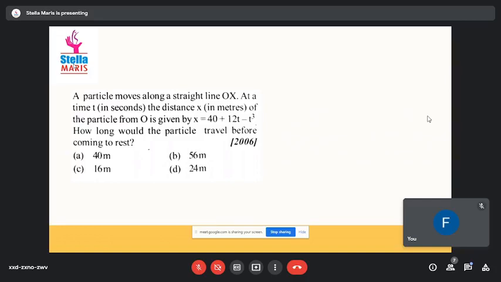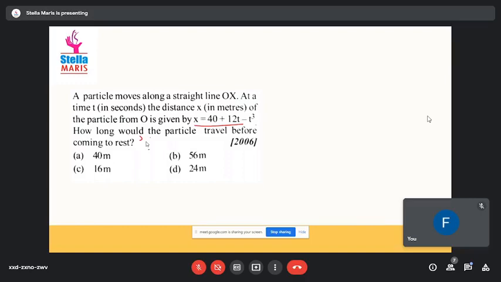A particle moves along the straight line OX. At a time t, the distance is given by x. How long would the particle travel? Here there is a slight mistake in this question. "For how long" we can misinterpret as time also. If it asks how long it will take, and that is given in seconds, then you have to find time. Here it represents distance. How long would the particle travel before coming to rest? So be careful with that.